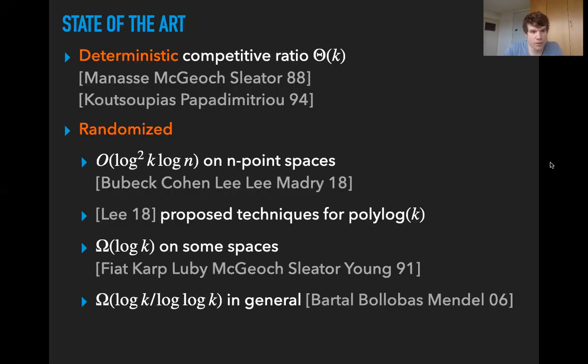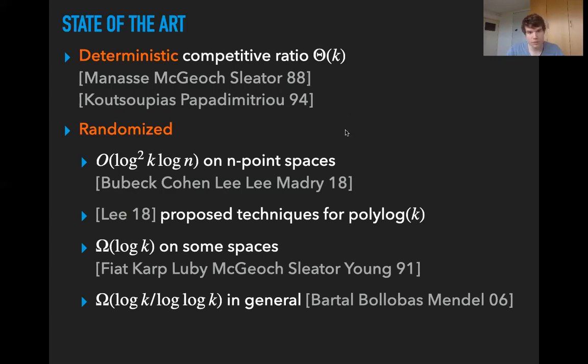Let's briefly revisit the state of the art for this problem. For deterministic algorithms, it is known that the competitive ratio is roughly k. A lower bound of k was shown by Manasse and others when they first introduced this problem. And 6 years later, Koutsoupias and Papadimitriou showed an upper bound of 2k minus 1. So this is matching the lower bound up to a factor of 2. And the famous K-server conjecture states that the competitive ratio should be precisely k on every metric space.